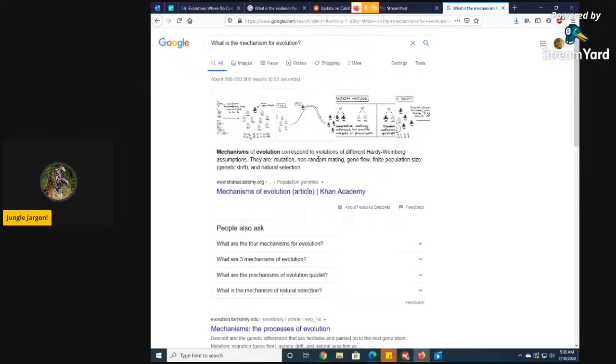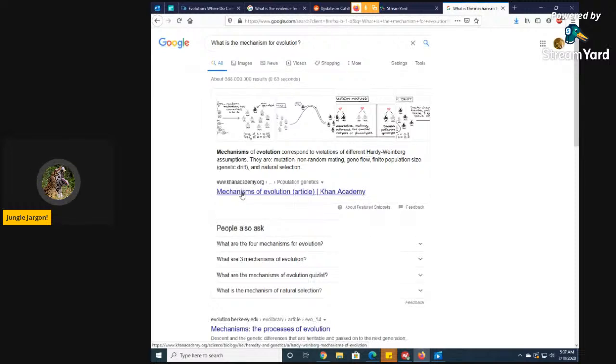mechanisms of evolution correspond to violations of different Hardy-Weinberg assumptions. They are these guys: mutations, non-random mating, gene flow, infinite population size, genetic drift. Oh, finite, not infinite. Finite population size, genetic drift, and natural selection. Okay. So, oh, this is Khan Academy.